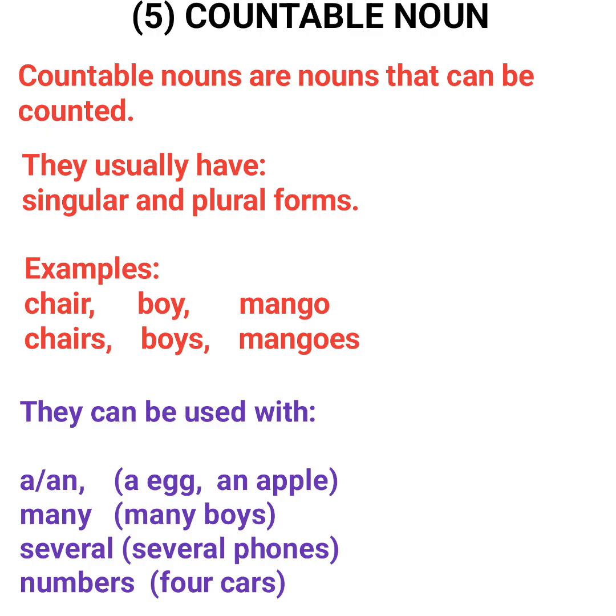For instance, chair can be chairs, boy, boys, mango, mangoes. We can easily quantify them because we can see them, we can access them. So that's why we can use articles with them and many other determiners like many, many boys, several phones, numbers, 4 houses, 3 cars, and so on and so forth.